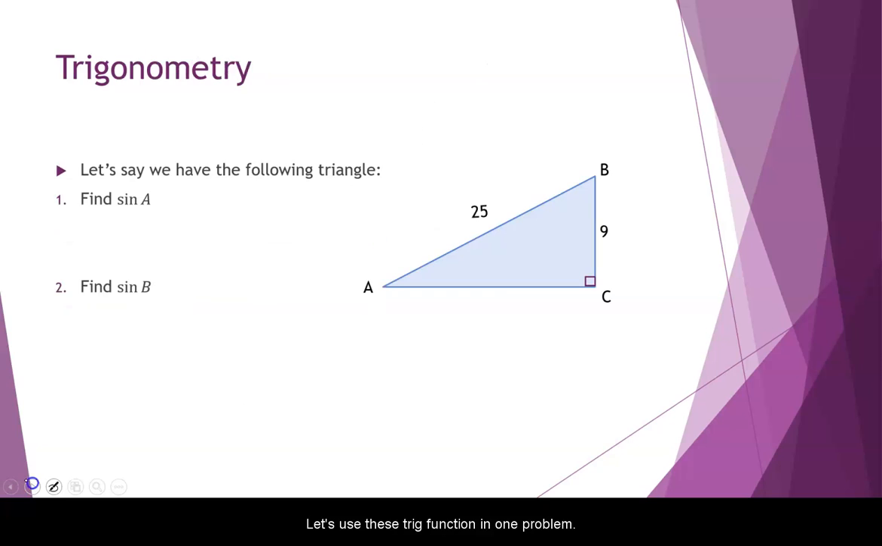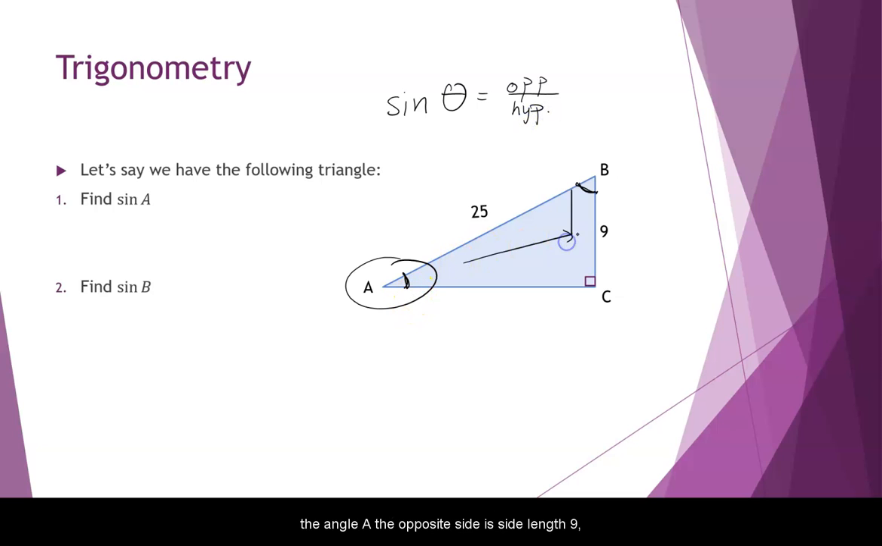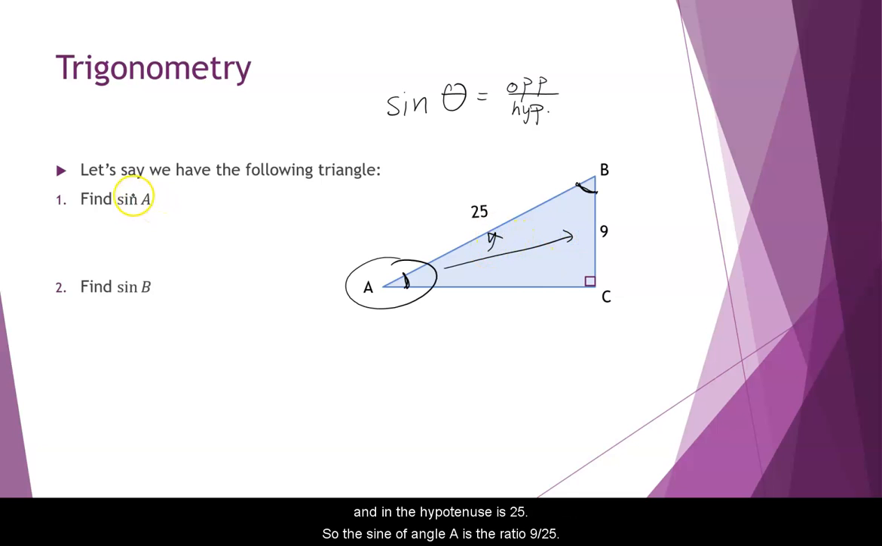Let's use these trig functions in one problem. Let's say we have the following triangle, and we want to find the sine of angle A and also the sine of angle B. Say we have the sine of angle theta. Theta is just a Greek symbol that is kind of a stand-in for just a general angle. So the sine of angle theta I know is the opposite divided by the hypotenuse. So from the perspective of angle A, the opposite side is side length 9, and then the hypotenuse is 25. So the sine of angle A is the ratio 9/25.